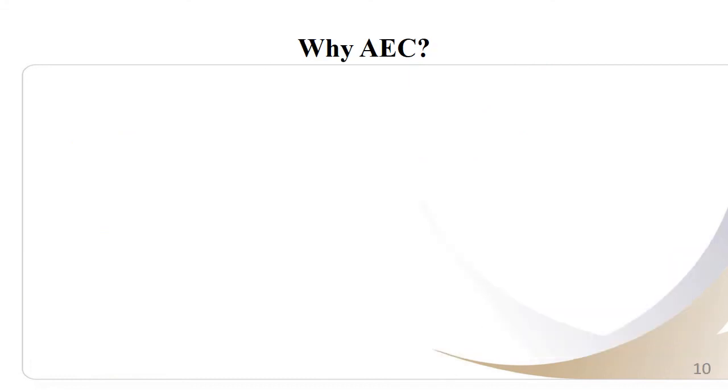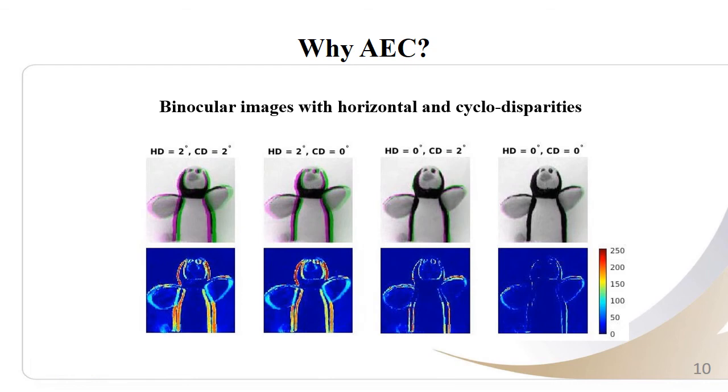So why does AEC account for the development of eye movements? Here we provide an intuitive explanation. These figures show binocular images with different horizontal and cyclo disparities. The first row shows the anaglyph of left and right images. The second row shows the difference between the two images. And what we observe is that for the zero horizontal and zero cyclo disparity case, we get less difference between the left and right images.